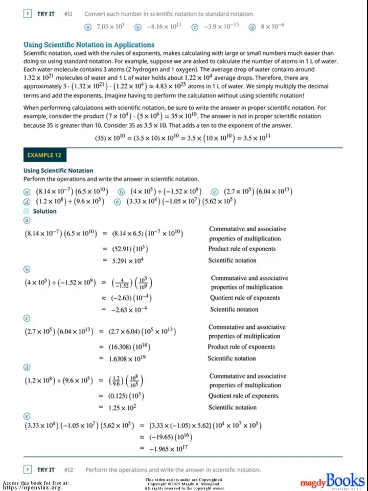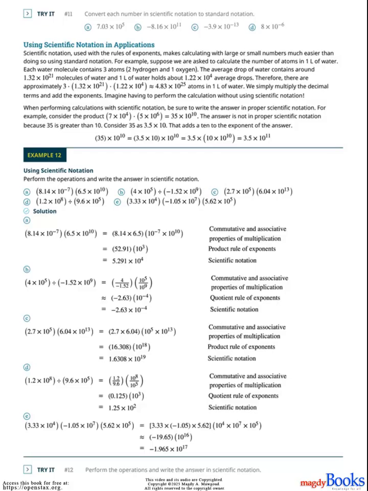Try it number 11. Convert each number in scientific notation to standard notation. A. 7.03 multiplied by 10 to the power of 5. B. Negative 8.16 multiplied by 10 to the power of 11. C. Negative 3.9 multiplied by 10 to the power of negative 13. D. 8 multiplied by 10 to the power of negative 6.